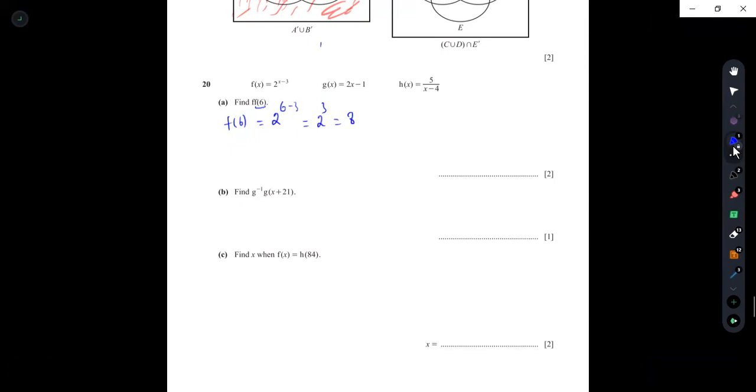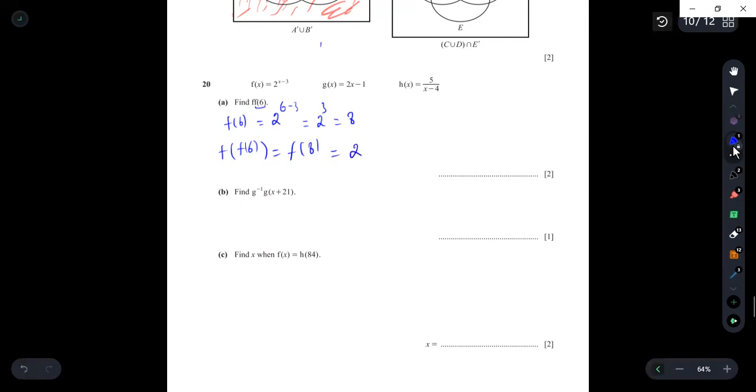Then another f means, again, we have to find f of x. Here it is f of f of 6, and f of 6 we found is 8. That means we have to find f of 8 now. In the f function, we substitute 8 in place of x. So 2 raised to the power 8 minus 3, 2 raised to the power 5, which is 32.